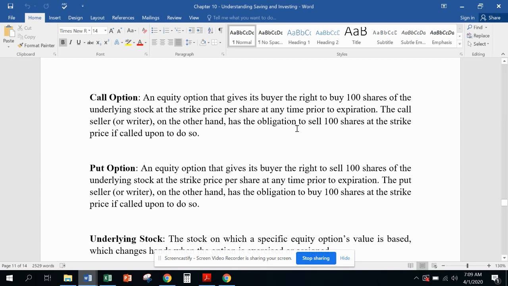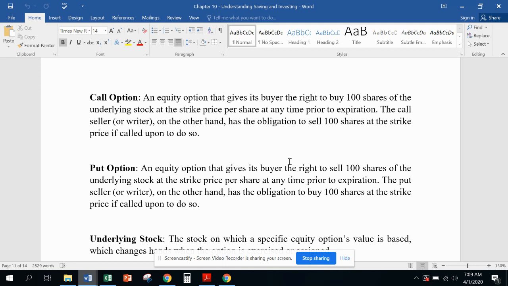Okay, you're going to see that your return on investment dollar wise might be better by buying the actual stock, but your return on investment in calls and puts can be a lot greater percentage wise. Okay, so what is a call option?